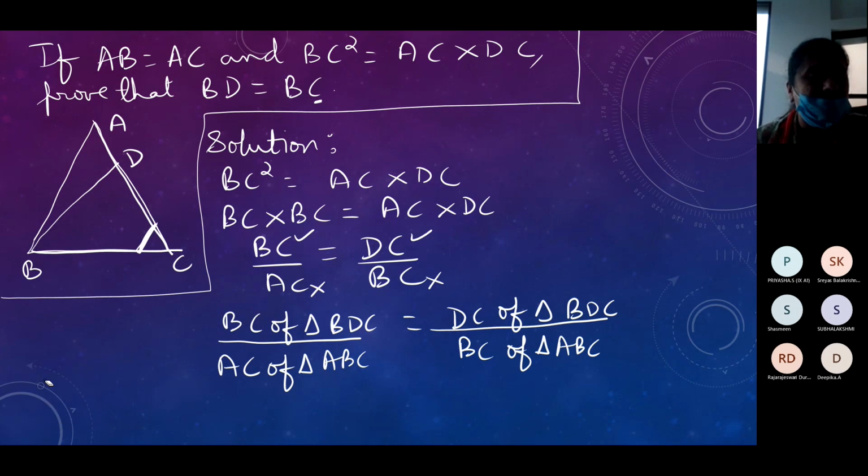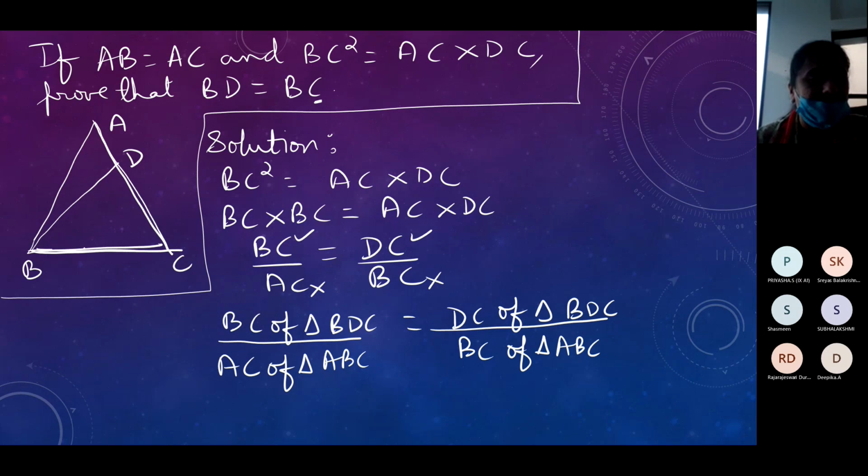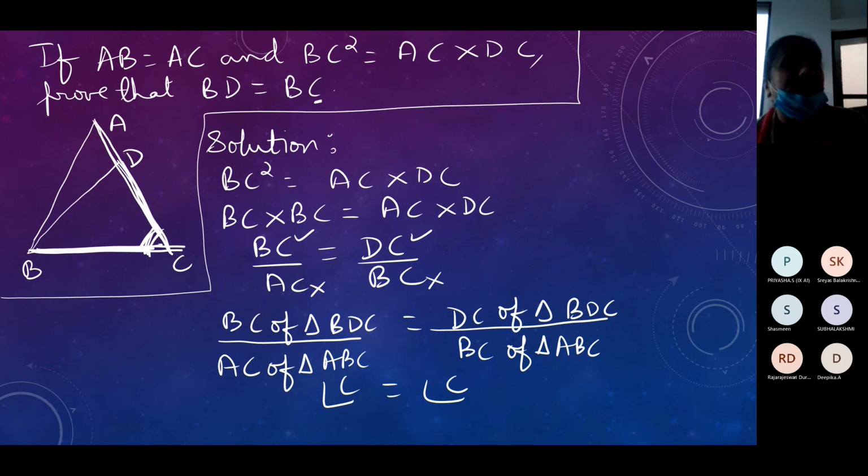Some of us did not watch that. See here, I'm doing it again. BC of the small triangle by AC of the big triangle. This is the common angle. It is equal to DC of the small triangle by BC of the big triangle. So angle C is equal to angle C, common angle. This makes SAS. For SAS, you need one proportion and the included angle should be equal. By SAS similarity criterion, the two triangles are similar.